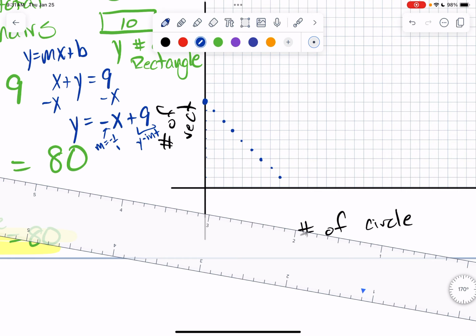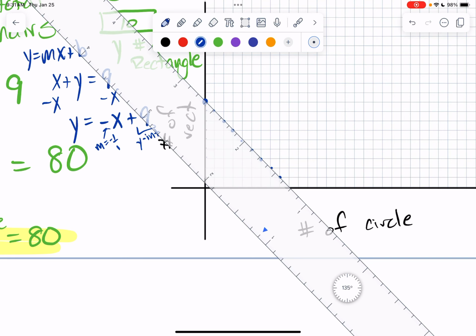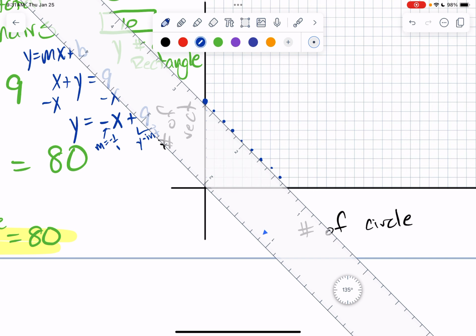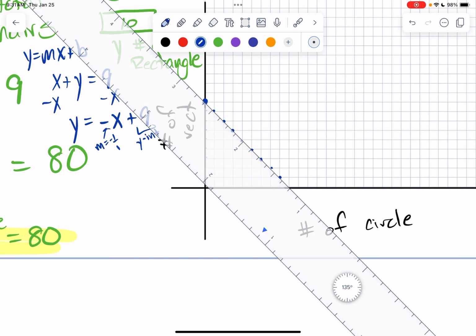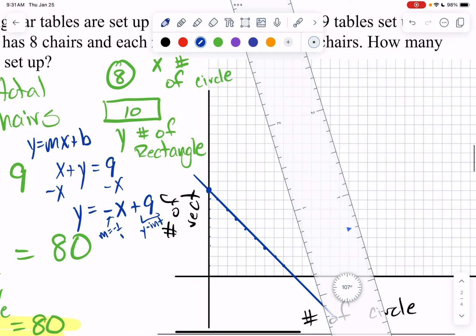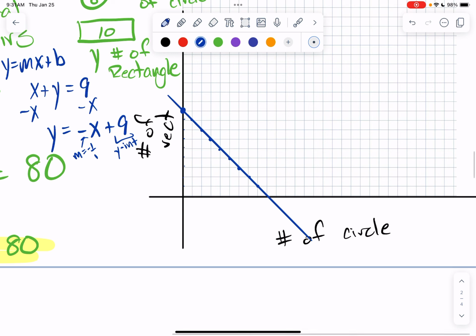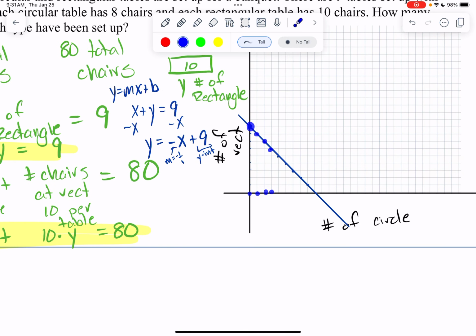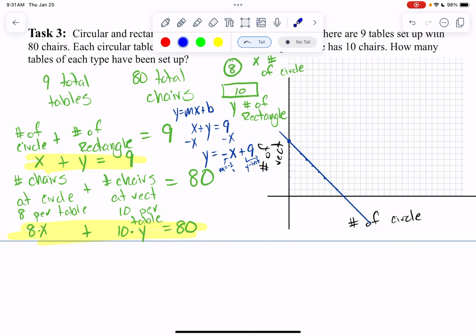Grab my ruler and let's sketch that. I want you to line up right. That's pretty good. Okay, the number of tables. What this is telling me is that if I have no circular, I would have 9 rectangle. I could have 1 and 8, I could have 2 and 7, I could have 3 and 6, and so forth and so on. That's just if we're talking about the number of tables.